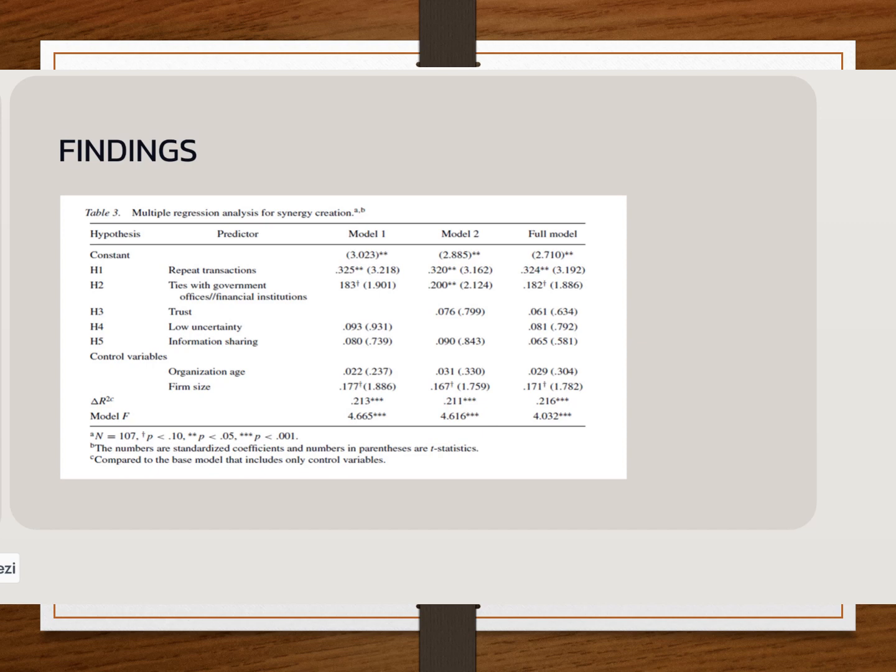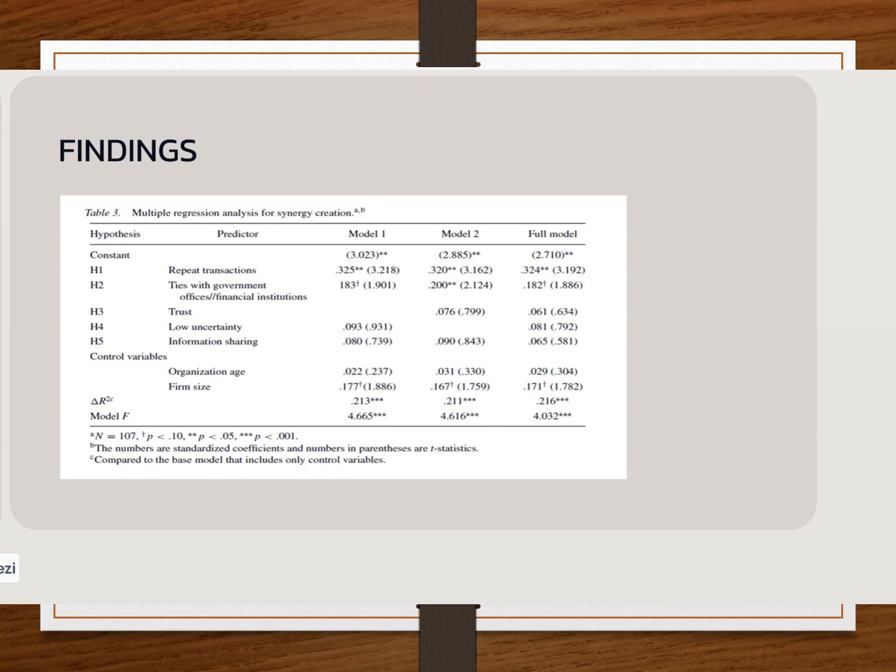Other interesting results are regarding hypotheses number 3, 4, and 5, which show that trust, low uncertainty in transactions, or information sharing are not significant factors in creating synergy. A possible explanation for this can be that although two partners have trust in each other and are pretty sure that they can do business and exchange information properly, only these factors do not provide opportunities and resources to create synergy.